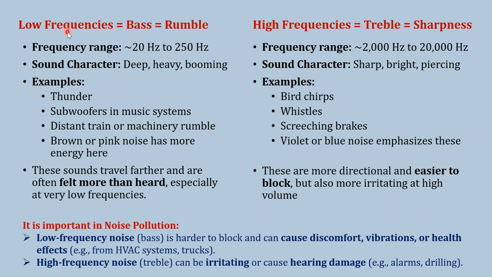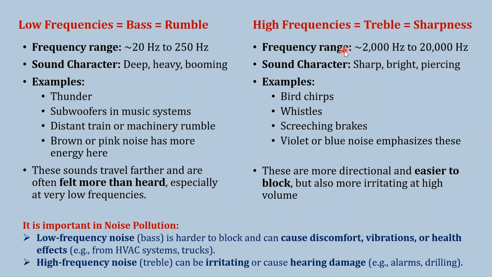So the sound which is having the frequency range of 20 Hz to 250 Hz means having the lower frequencies. They are generally characterized as the bass, which is having the rumble sound, characterized as the deep, heavy or the booming sound. The examples are the thunder, subwoofers in the music system, distant train or the machinery rumble. Brown or the pink noise has more energy here at the lower frequency range, and these type of sound may travel farther and they are often felt in comparison to the heard, especially at the very low frequencies.